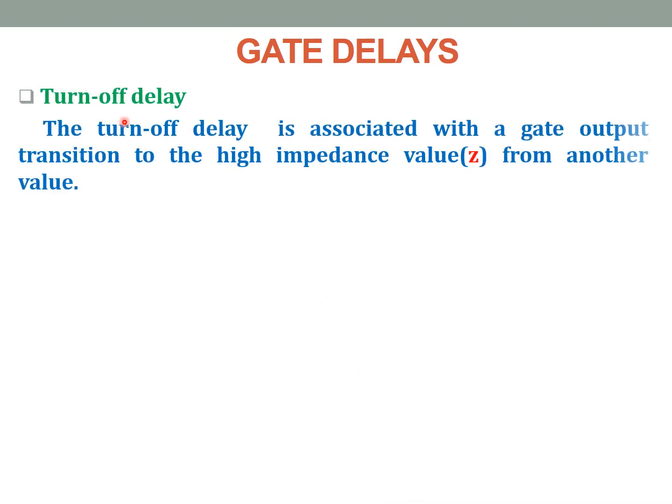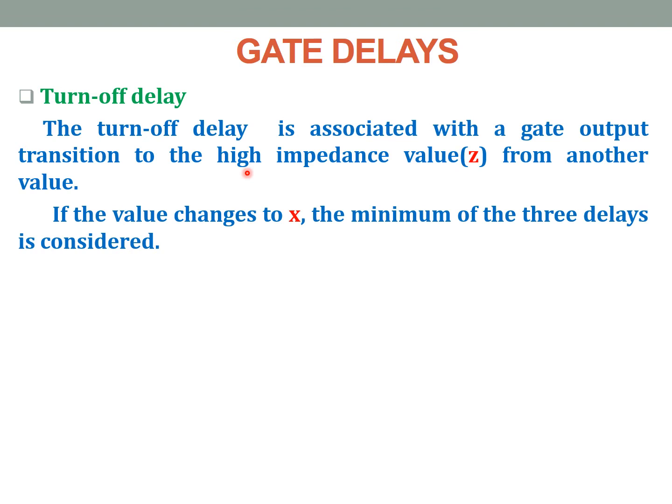We have a third delay known as the turn off delay. The turn off delay is associated with an output transition to the high impedance state from any other value. So from logic 1, logic 0 or unknown value to a high impedance state, the delay that it takes is the turn off delay. Normally, if the value changes to logic x, that is the unknown value, the minimum of the three delays will be considered. So let us see how delays are specified in Verilog.